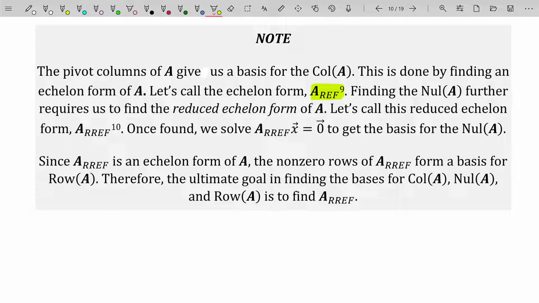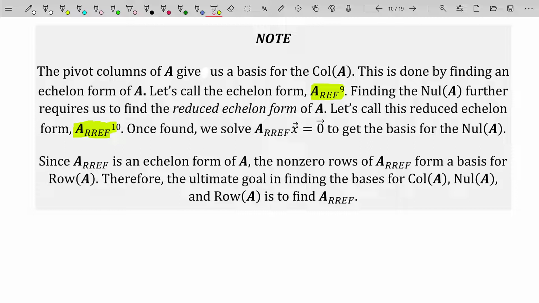Now, finding the null space of A further requires us to find the reduced row echelon form of A. Let's call this reduced row echelon form of A, A sub RREF. Once we find the reduced row echelon form of A, we solve A sub RREF x equals 0 to get the basis for the null space of A. So again, somebody comes in the room, they hand you a matrix, you have to get to a row echelon form for that matrix, and then to the unique reduced row echelon form of that matrix.